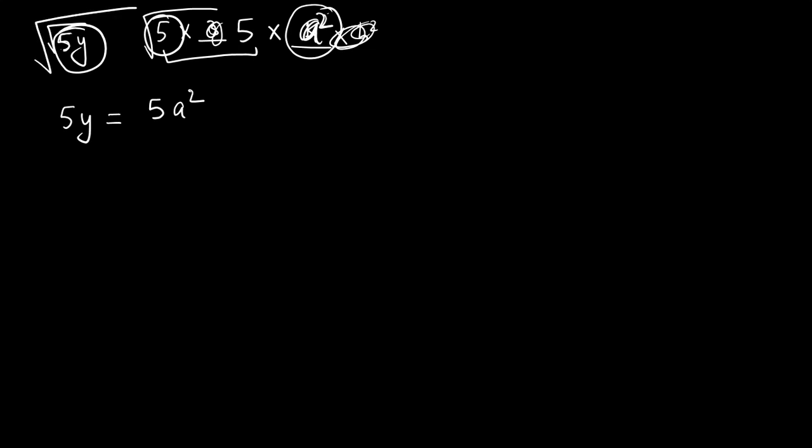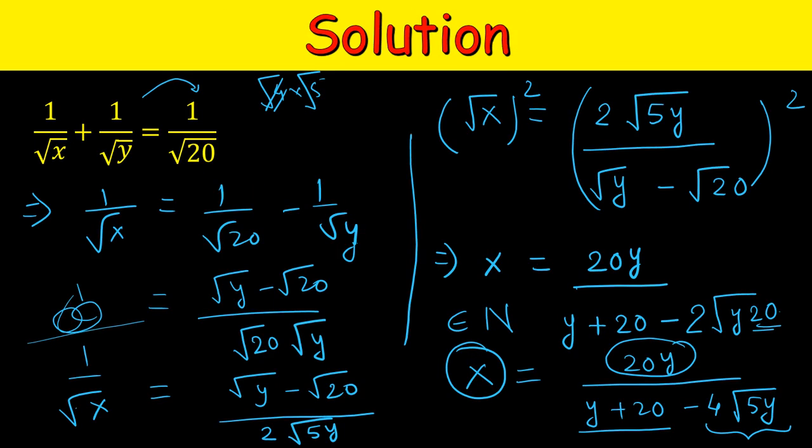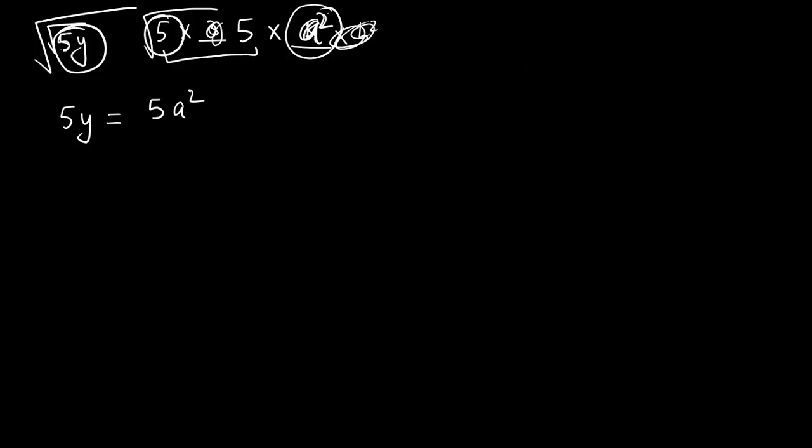So 5y is of the form 5a square. Similarly, here we had moved y to the right hand side. If we move x to the right hand side, the same logic will apply. Y will be 20x, because these are exactly similar: 20x divided by x plus 20 minus 4 root 5x. So by that logic, 5x should be of the form 5b square, and again a and b should belong to natural numbers just like x and y.